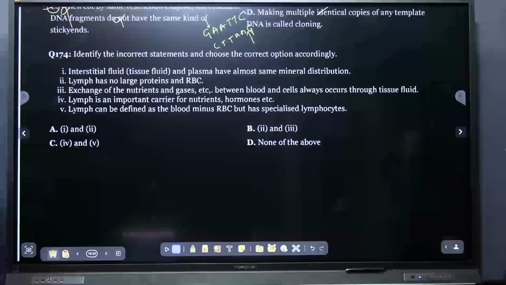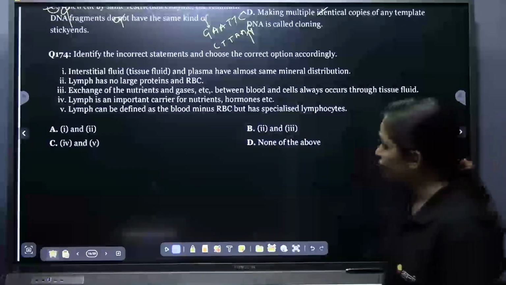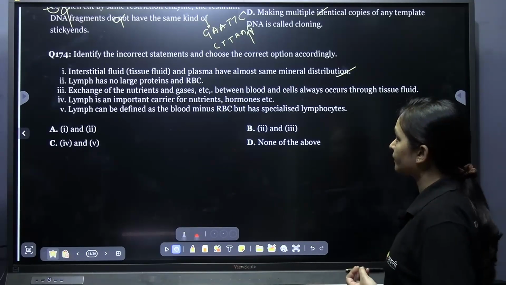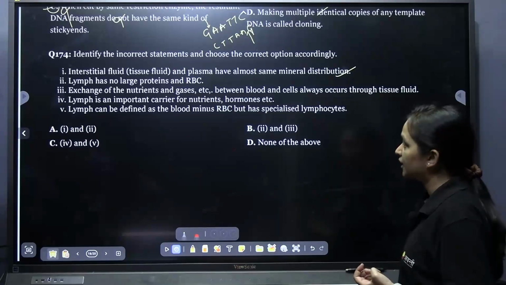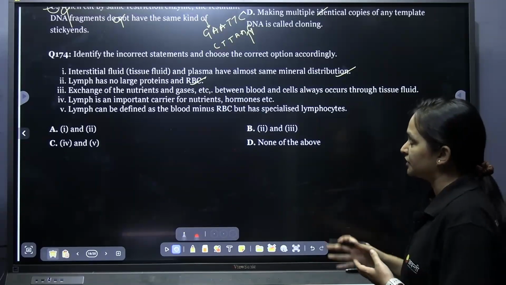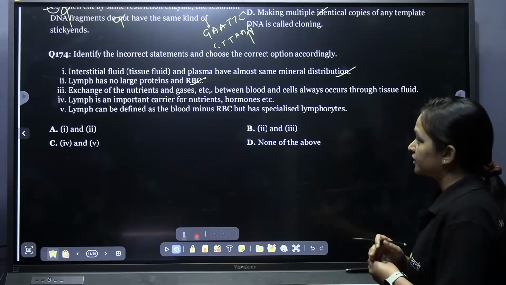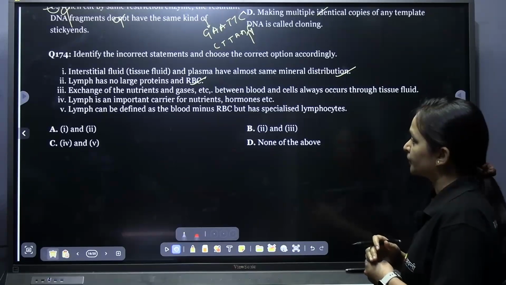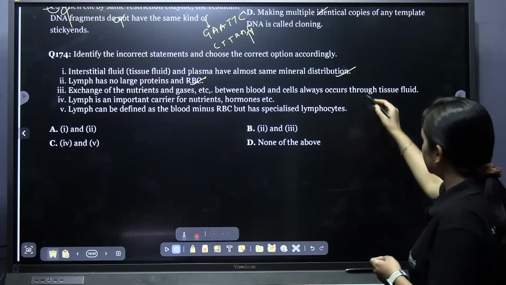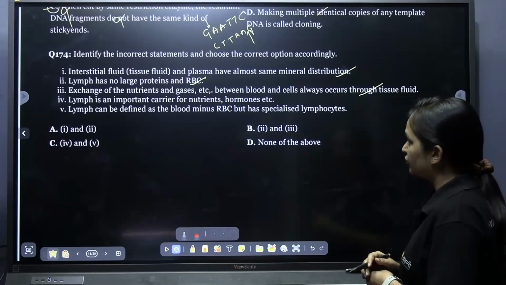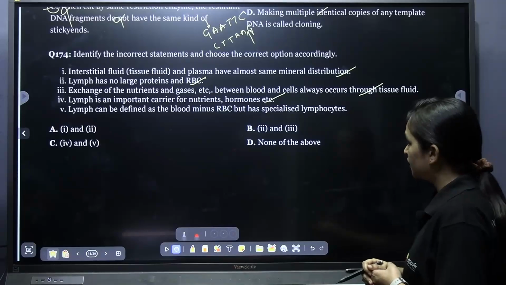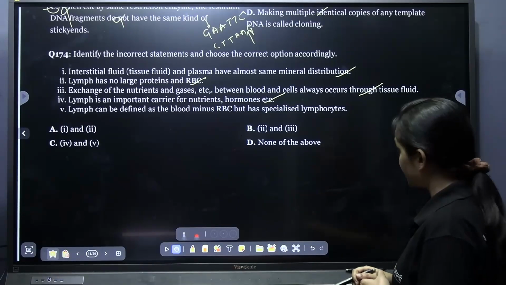174. Identify the incorrect statement and choose the correct option accordingly. Interstitial fluid, that is tissue fluid, and plasma have almost the same mineral distribution. Yes, they have the same mineral distribution. Lymph has no large proteins and RBC. Yes, that is, it doesn't have, or everything will be retained in the blood vessel, the large proteins and RBCs. As they are larger in size, they cannot penetrate the blood vessel and go to the interstitial space. Exchange of nutrients and gases, etc., between blood and cells always occurs through the tissue fluid. This is true. Lymph is an important carrier of nutrients and hormones. This is also true. Lymph can be defined as blood minus RBC, but has specialized lymphocytes.